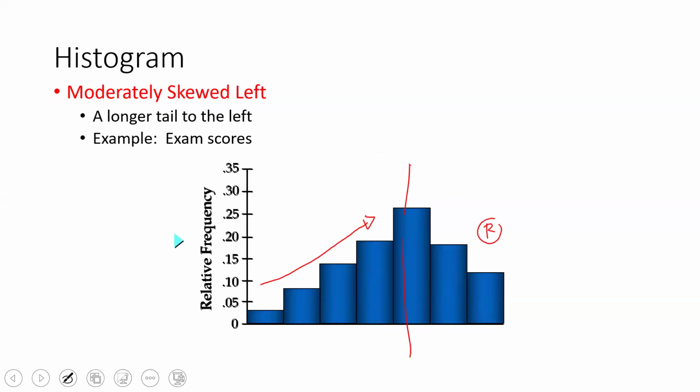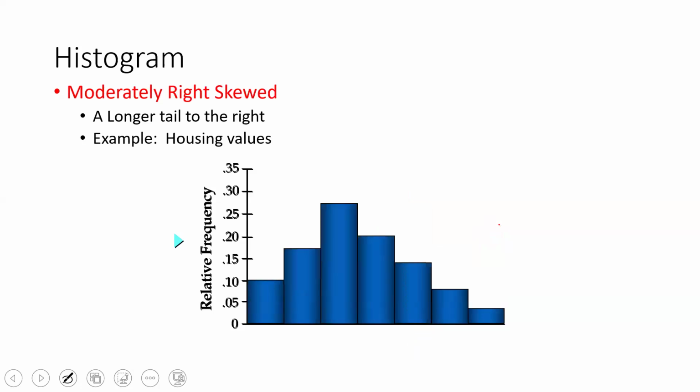This one is skewed to the left. You have a longer tail to the left. So when you have a histogram, you should be able to describe the symmetry of the histogram. So we have what we call skew, and then I'm going to introduce another term as we continue. So here it is skewed to the left, while here it is skewed to the right.